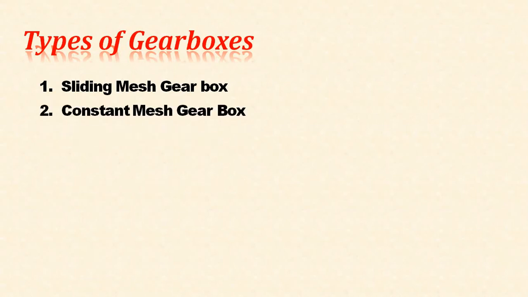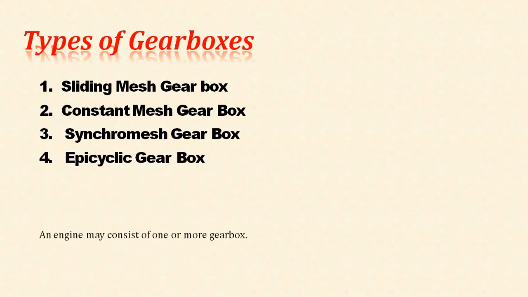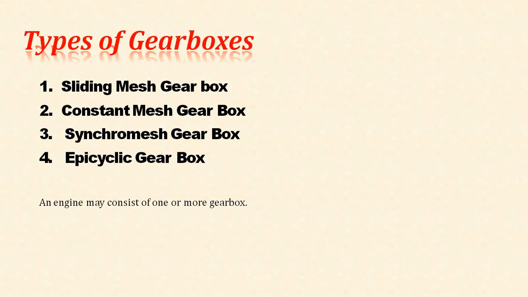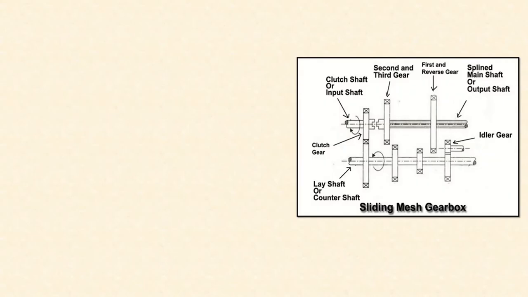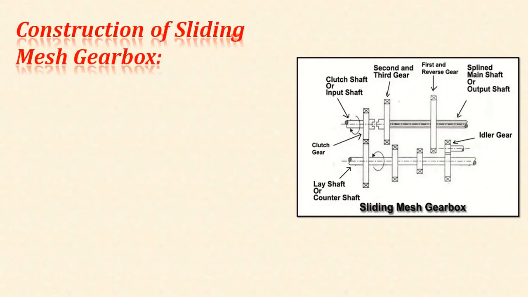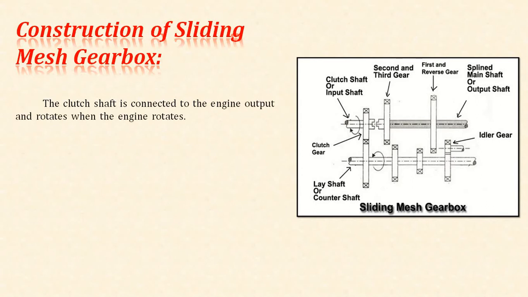Now the types of gearbox we can use are the sliding mesh gearbox, constant mesh gearbox, synchro mesh gearbox, and epicyclic gearbox. An engine may consist of one or more gearboxes, or there may be gearboxes which are a mixture of these types. So first we go through the sliding mesh gearbox, its construction, working and application.